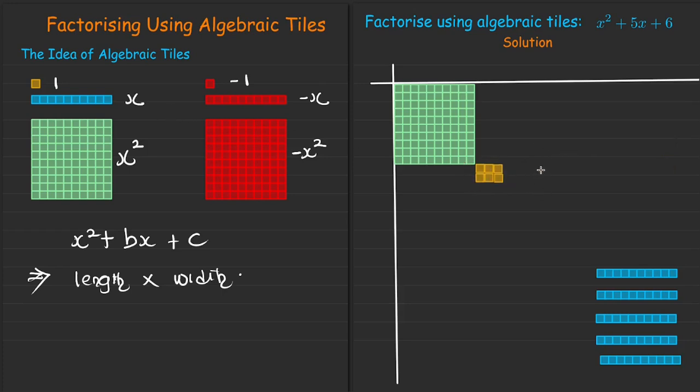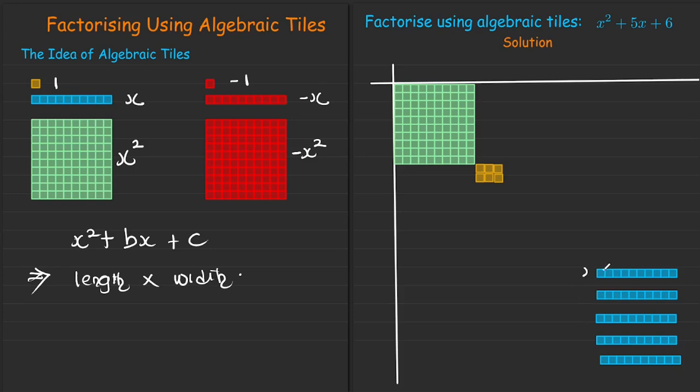So as you can see, I have arranged the 6 units. This was our x squared, the green one was our x squared. And this 6 units is the plus 6 we have here. Then we now have the 5 x's. So this is x, x, x, x, and x. 1, 2, 3, 4, 5.